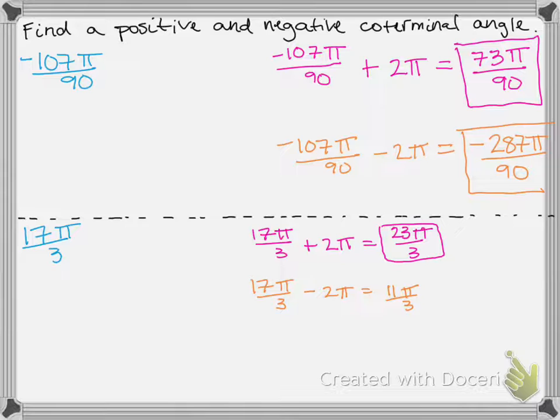Is that negative? No, it's not. So I got to do it again. 11 pi over 3 minus 2 pi equals 5 pi over 3. Is that my answer? No, it's not, because it's not negative. So I've got to do it one more time. 5 pi over 3 minus 2 pi equals negative 1 pi over 3, or negative pi over 3. That is in fact negative, so that's my negative answer.